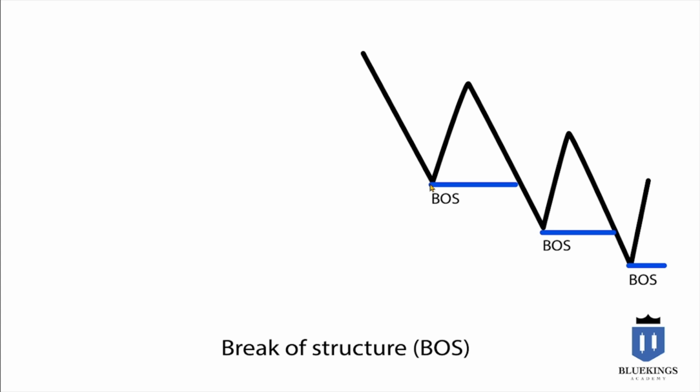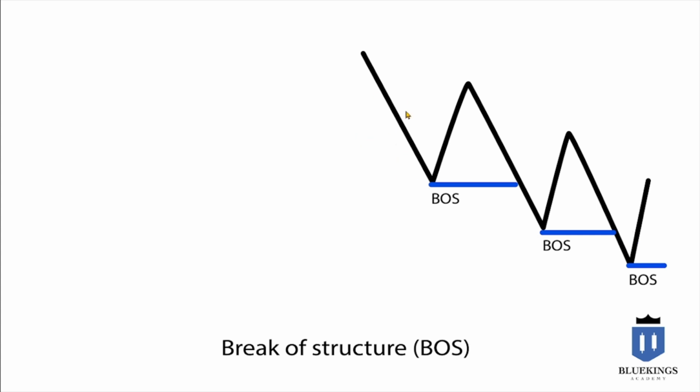Now what you need to know is that a bearish trend has its concentration on the lows. What's the most important thing in a bearish trend is the lows. And what's the most important thing in a bullish trend is the highs.